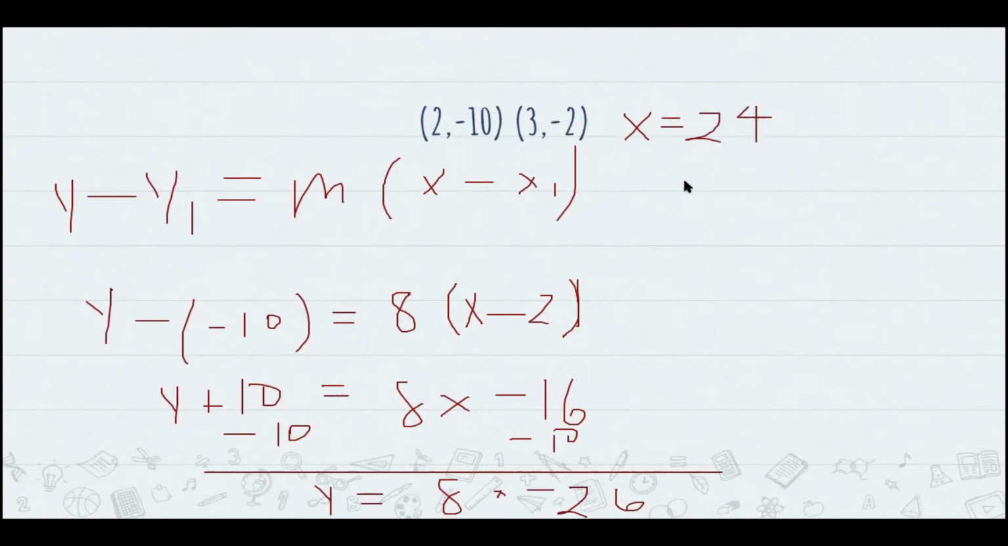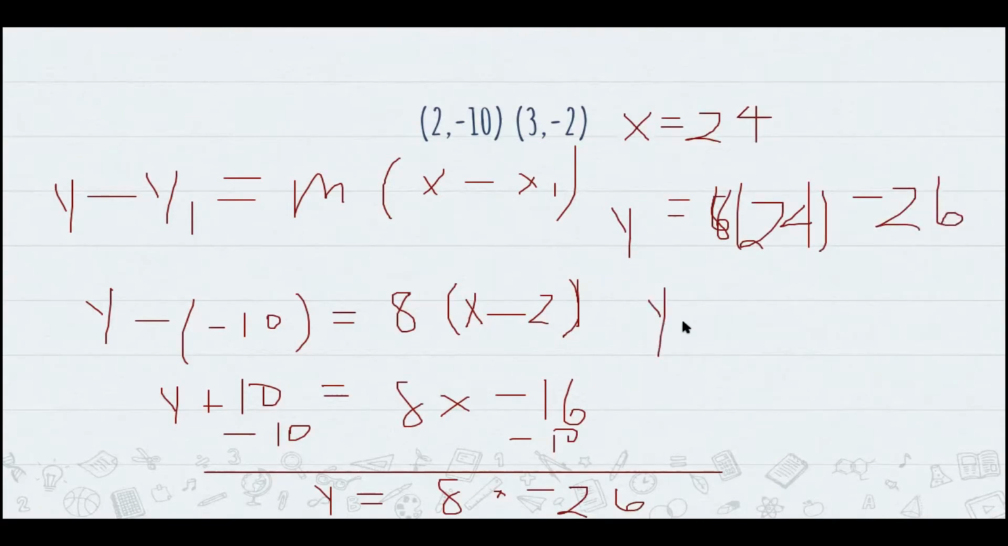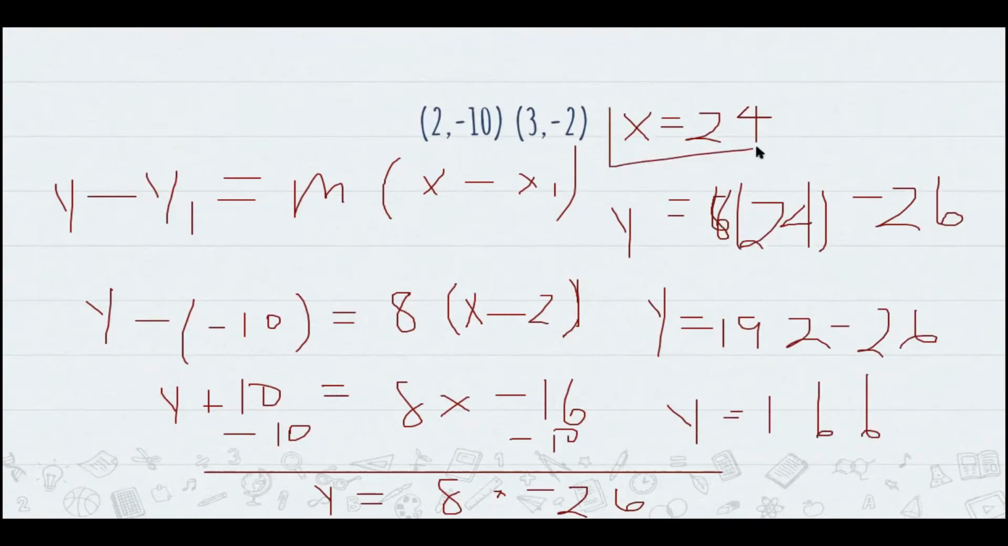I don't know why it's missing, but so we do y equals 8, because that was our m value, our slope. And we'll just put 24. And then we'll take this minus 26, because it's our b for this section. So y equals 8 times 24 is 192 minus 26. So our y would be 166. So yeah, they already give you the x.